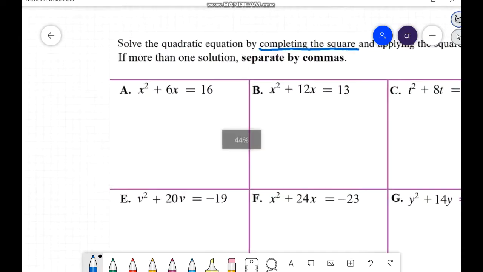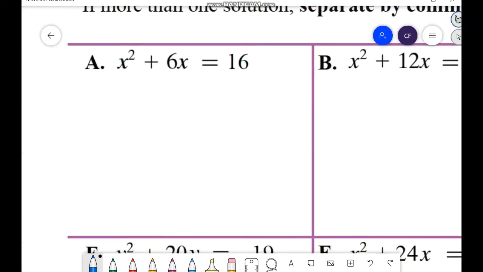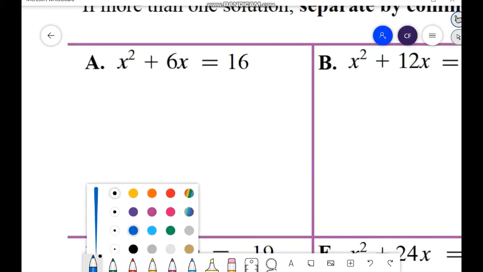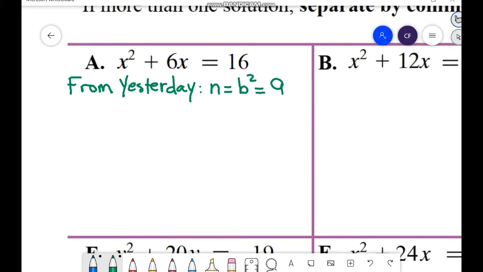So for example, letter A, x squared plus 6x equals 16. Yesterday we worked with x squared plus 6x plus n. So we can use the result from yesterday. From yesterday we found, right? We found that n equals b squared equals 9. So we can use this. We can start from this point.